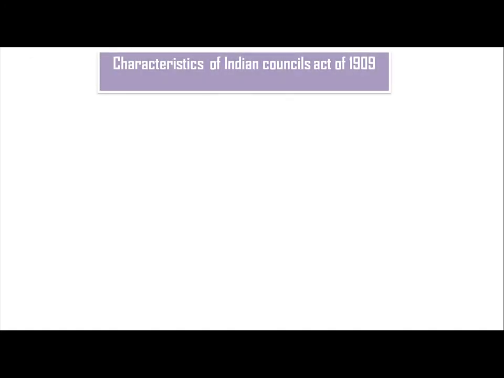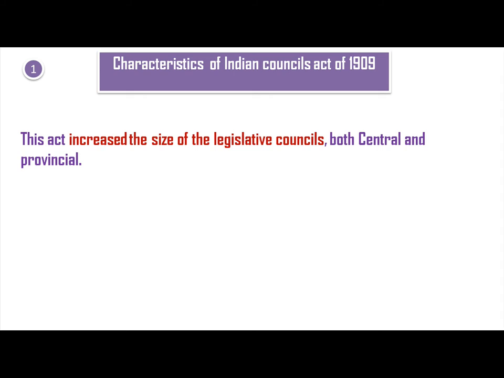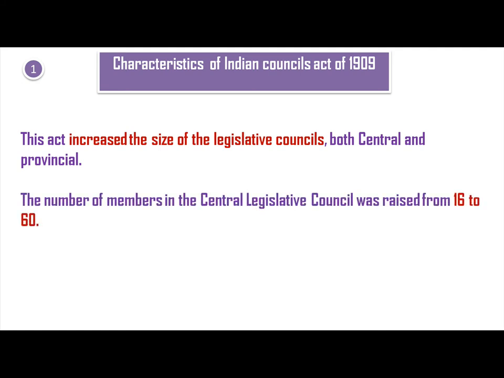So moving on to the rest of the characteristic features of the Indian Council Act of 1909. Under this, the first one: this act increased the size of the legislative council, both central and provincial. So the number of people present in the legislative council has been increased. Previously, the number in the Central Legislative Council was 16 and it has been increased to 60 during this Morley-Minto reform.